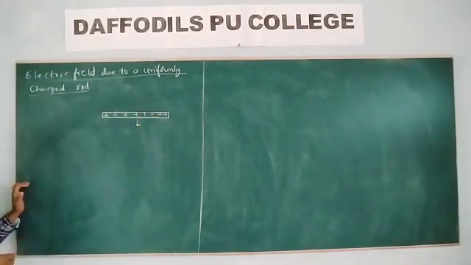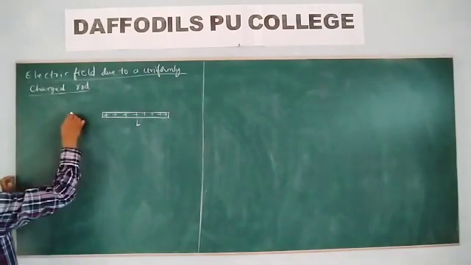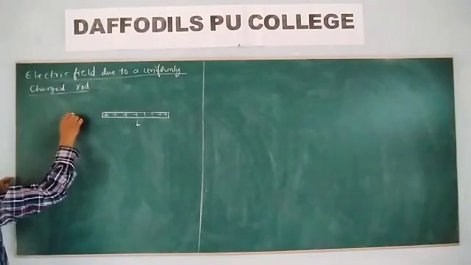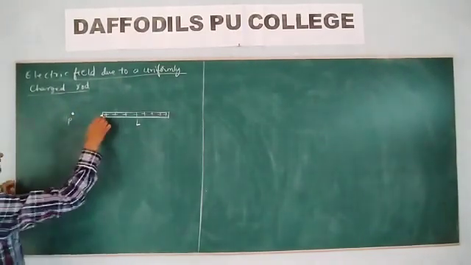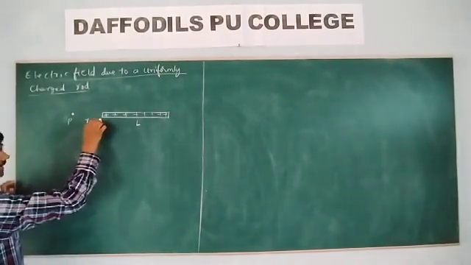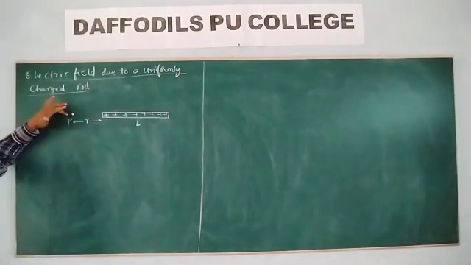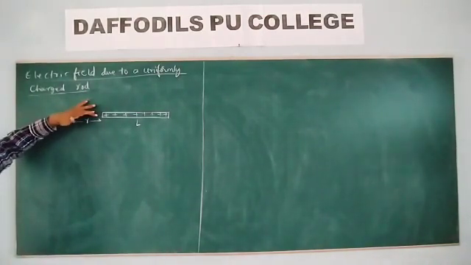Due to this charged rod, what will be the electric field at this point P? How do we find the electric field at this point, which is at a distance r from one end of the rod? This point is P, at a distance r from one end of the rod.